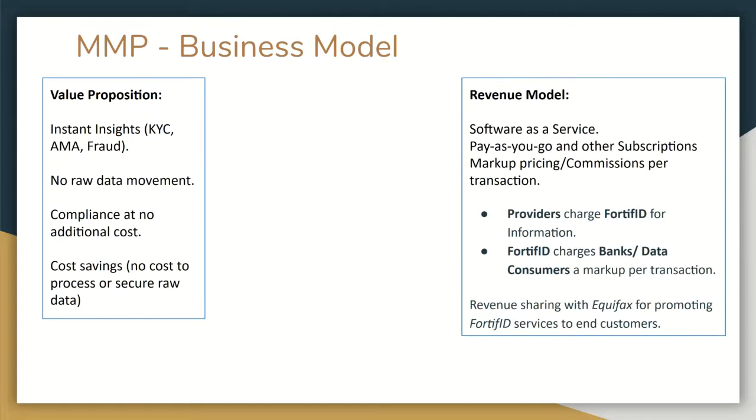For our revenue model, we specifically want to model ourselves as a software as a service. So a pay-as-you-go method, where a subscription model could also be considered. Essentially where we would be making money is by doing a markup pricing per inside transaction. So essentially this breaks down to providers charging Fortified for information, and in turn, Fortified would then charge the banks a markup per the transaction.